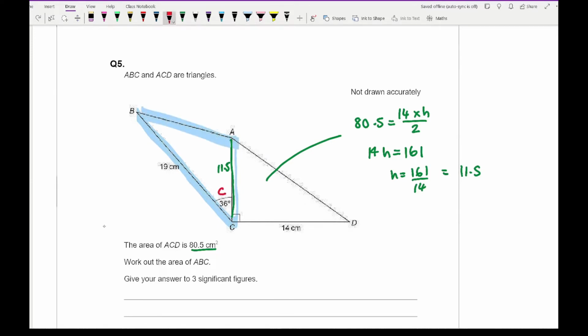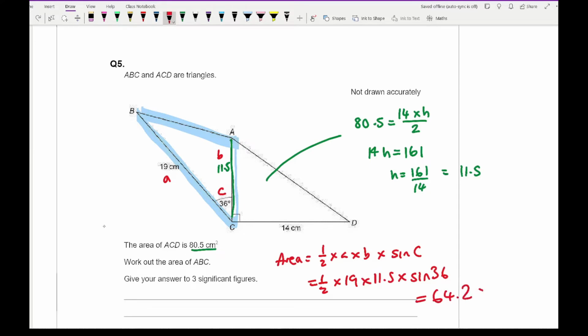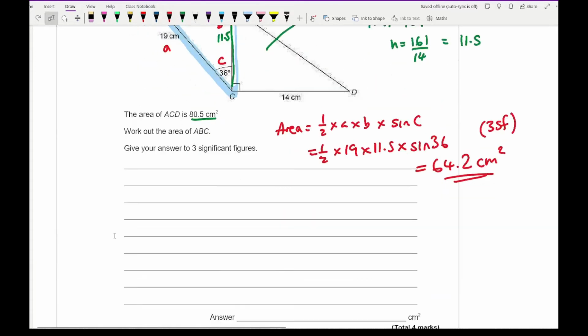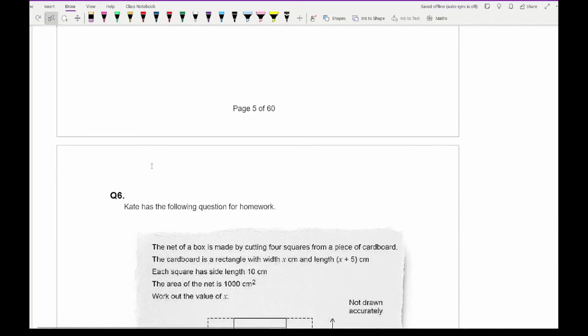Well, this here is going to be my angle C, this is going to be A, and that's going to be B. So the area using a half times A times B times sine C is going to be a half times 19 times 11.5 times sine 36, and I get an area of 64.2 centimeters squared, and that is to 3 significant figures. And again, that question's worth 4 marks, in which you get 1 mark for writing your correct answer in the correct form.